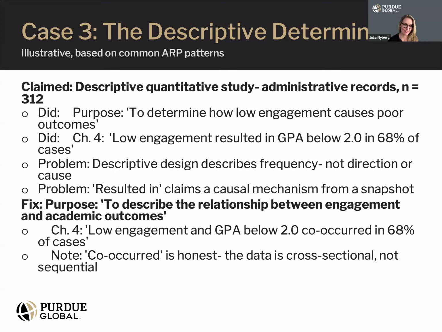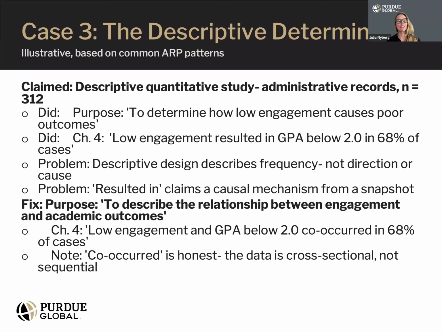Okay, case 3. This is our last case here for this evening. This is the descriptive determinist. This case shows a fundamental misunderstanding of what descriptive research can tell you. The doctoral candidate had 312 student records and found that in 68% of cases where engagement was low, GPA was also below 2.0. That is a very real and potentially important finding.